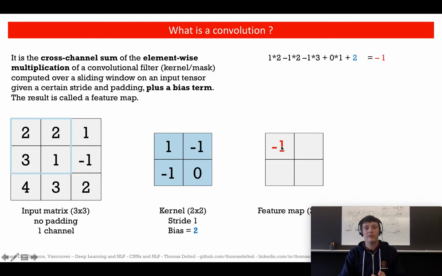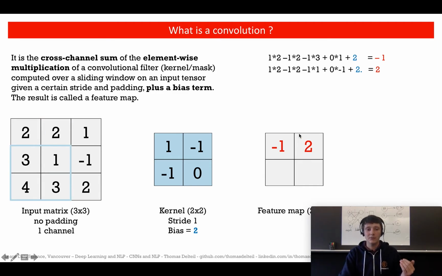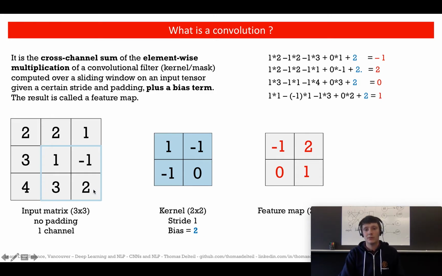And then we're going to move our kernel with a stride of 1, and we're going to apply it here. So 1 times 2, minus 1 times 1, minus 1 times 1, 0 times minus 1, and this gives us 2. And that's where our number goes here. And we continue like that. We go down, a stride of 1, start again, we get 0, we do it again, 1 times 1, plus minus 1 times minus 1, which is plus 1, plus minus 1 times 3, plus 0 times 2, which should give us 1. So that's how it works. That's the most basic convolution you can do.